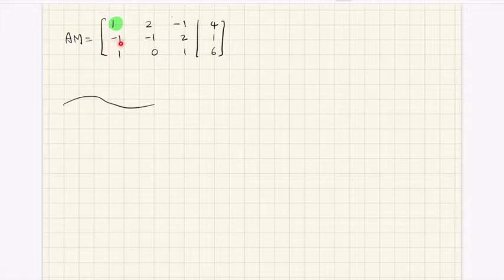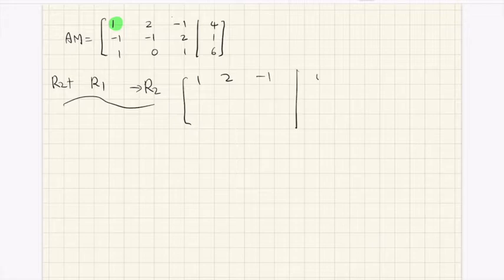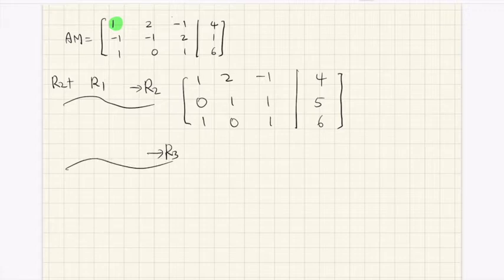To do that, I'm going to first get rid of this negative 1, which means I need to change R2. So R2 plus, with the help of R1, which means I need to add R1. So we get 1, 2, negative 1, 4. R1 is unchanged, but R2 will be changed to 0, 1, 1, 5. The third row is unchanged. Now the next target is this one. To get rid of this, we again replace R3 with the help of R1, which means I need to subtract R1.